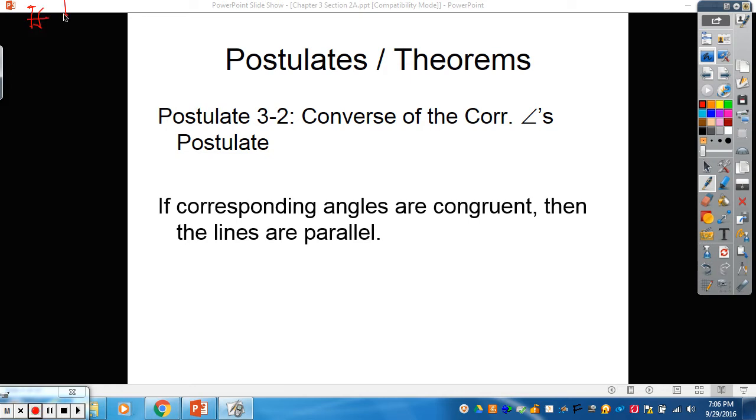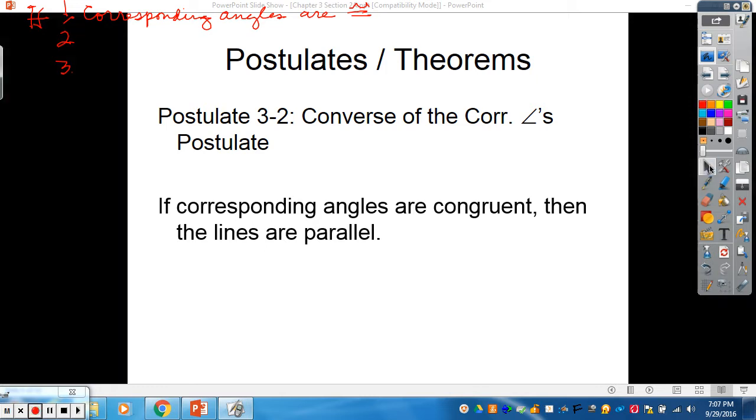If, and then 1, 2, and 3, okay? I'm going to put down corresponding angles are congruent. Okay, now I'm going to stop right there because we're going to add 2 and 3 before we finish up the rules that we're going to be looking at today, okay?